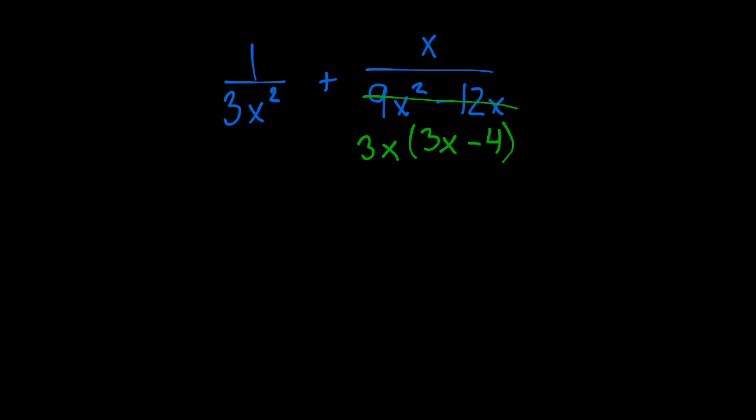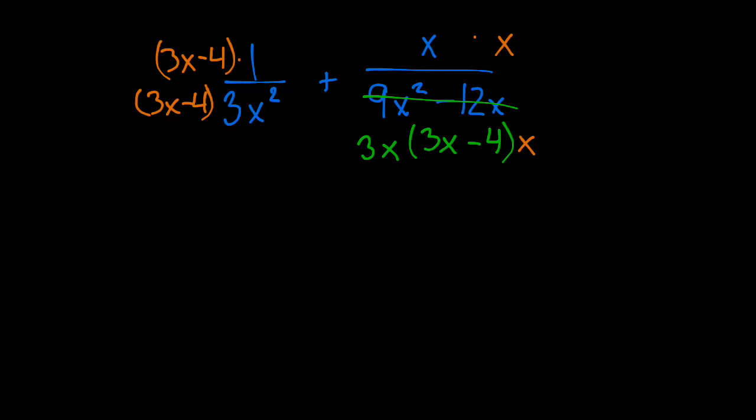So now we compare what we're missing. We have a 3 in both of them. We have an x squared here, but only a factor of an x here. So we need to multiply an x into the fraction on the right. And then over here we have this 3x minus 4. We do not have a 3x minus 4 on the left, so we need to multiply in a 3x minus 4. So now we're good to multiply in our numerators.